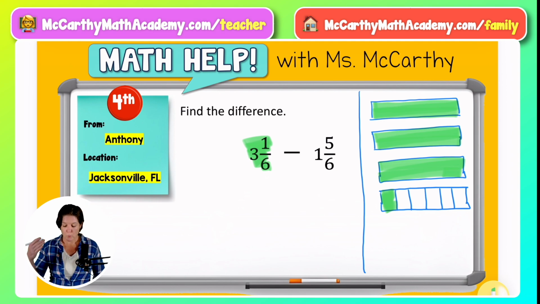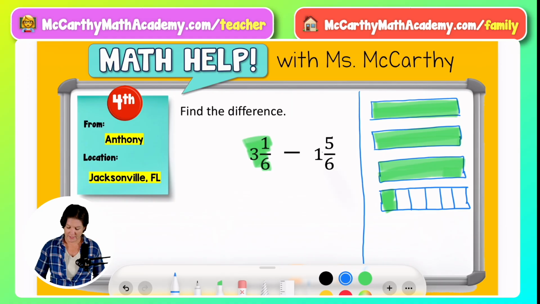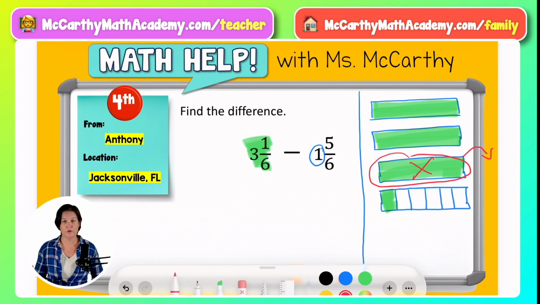To subtract 1 5/6, well, we can go ahead and take the 1 whole away, right? We can pull one of these wholes and say, bye, you've got to go, and eliminate it. So that whole is no longer there. That takes care of the 1 whole. But now we need to get that 5/6, right? The only thing is we only have 1/6 right there, but we need to take away 5 of those 6ths, which means that we need to regroup.